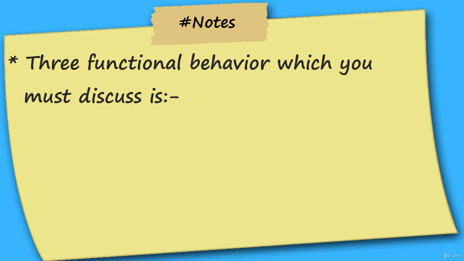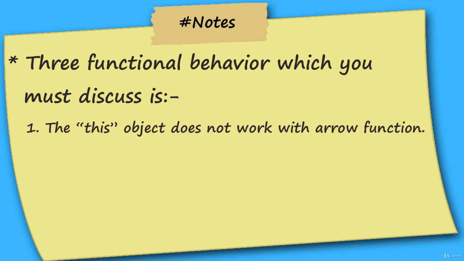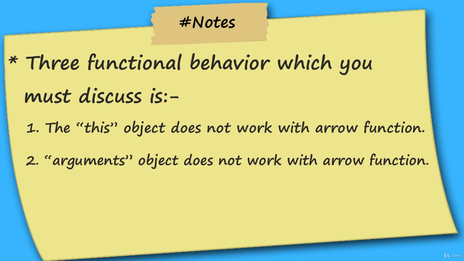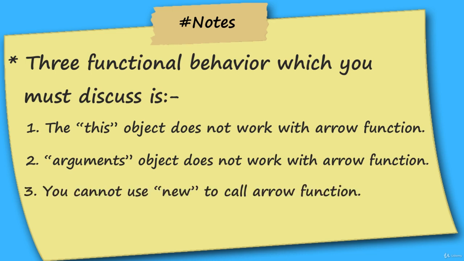3 functional behaviors which you must discuss are: number 1, this object does not work with arrow function. Number 2, arguments object does not work with arrow function. And third, you cannot use new to call arrow function.